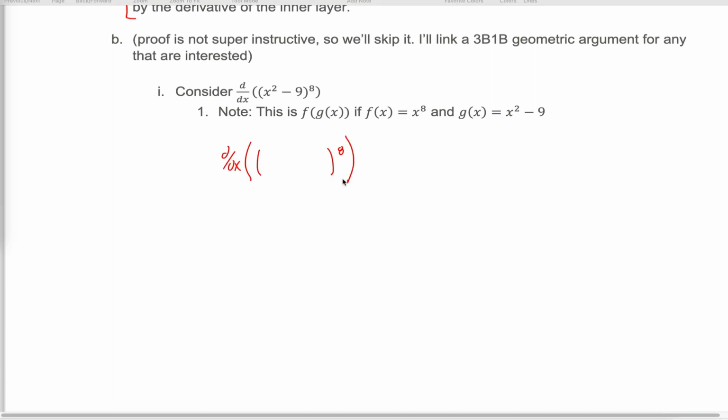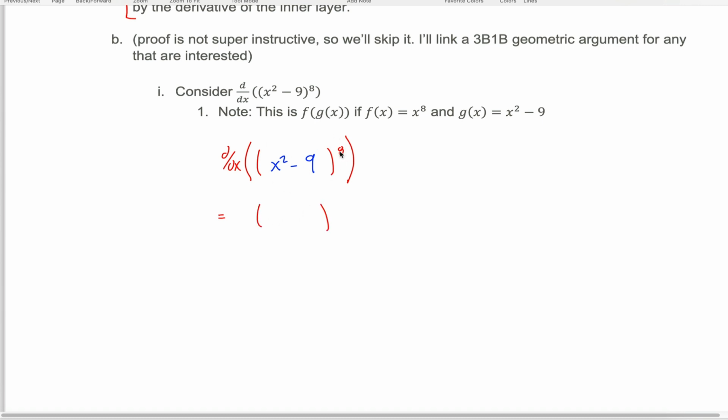The way you want to view this function is an outer layer, the stuff to the 8th power, and an inner layer, x squared minus 9. With my choices for color coordination, the x squared minus 9 would be blue and everything else would be in red. When you think about this derivative, what you want to do in your first step is completely ignore everything in blue. Just take the derivative of the red part.